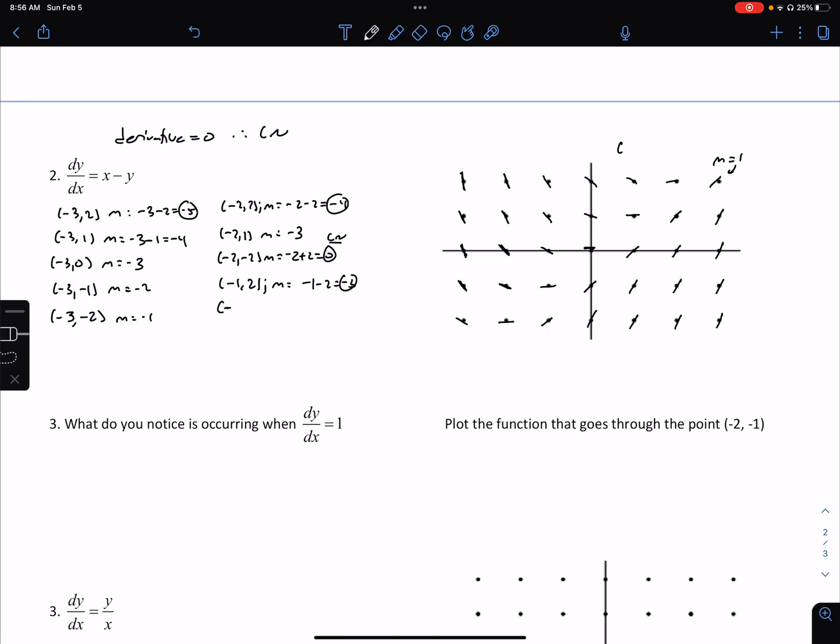What do you notice is occurring when dy/dx is 1? So they're asking what you notice when the slope is 1. Well, if I look over here, it looks like it is a straight line. And it is. Anytime we see straight lines in the slope fields, we're thinking this is a slant asymptote. It's an asymptote. So that's what we kind of say.